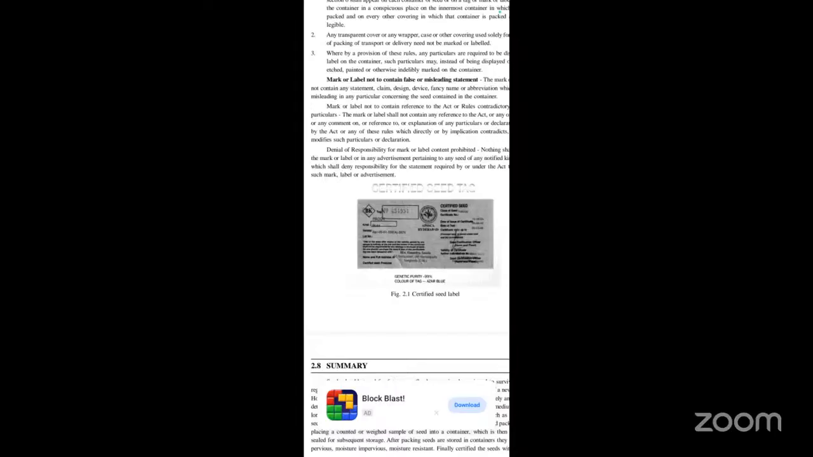Mainly seeds should be stored for future use. The seeds are uniquely equipped to survive as viable regenerative organisms. Next is the physical and biochemical changes during seed storage.